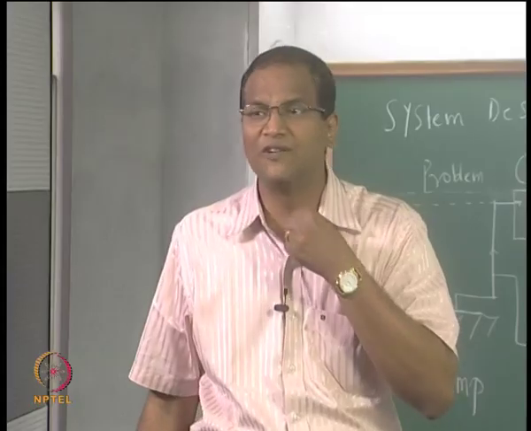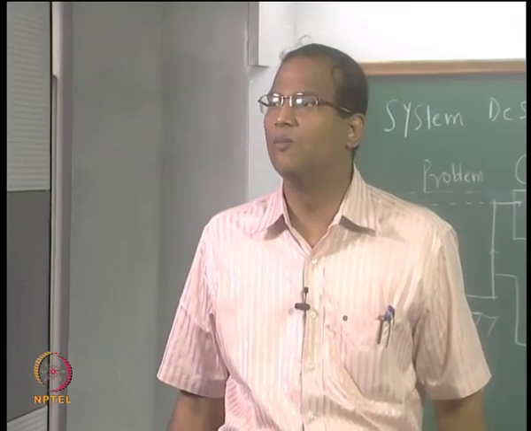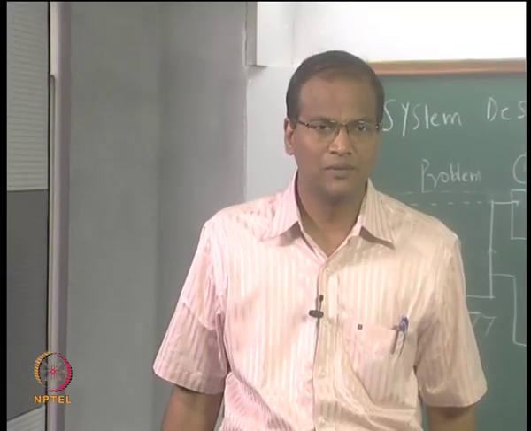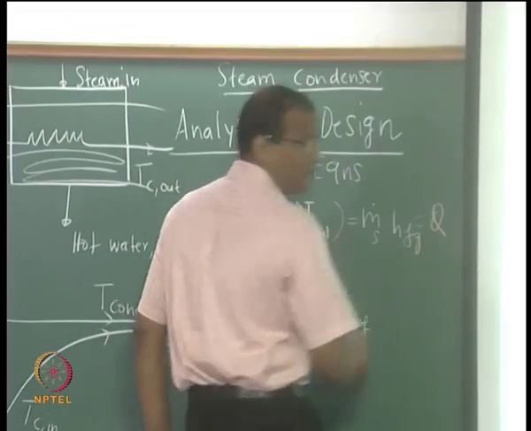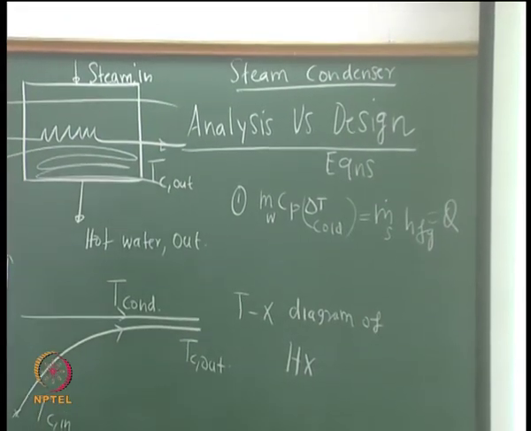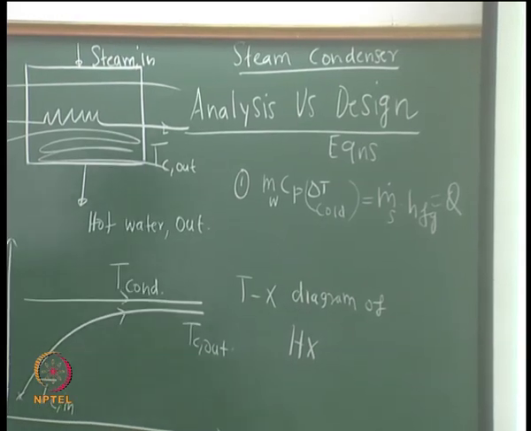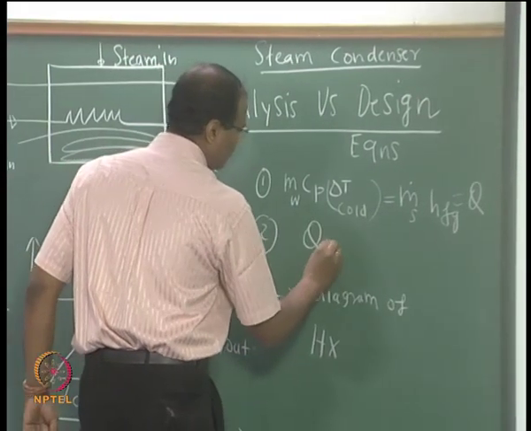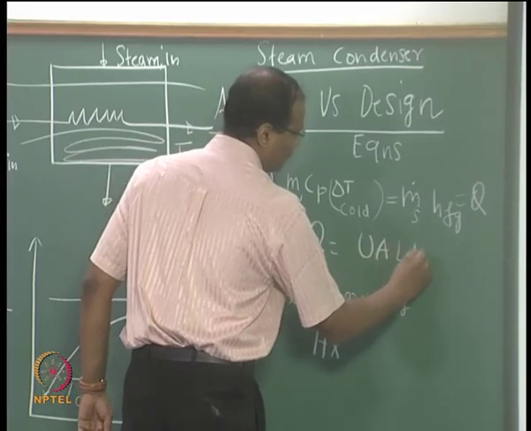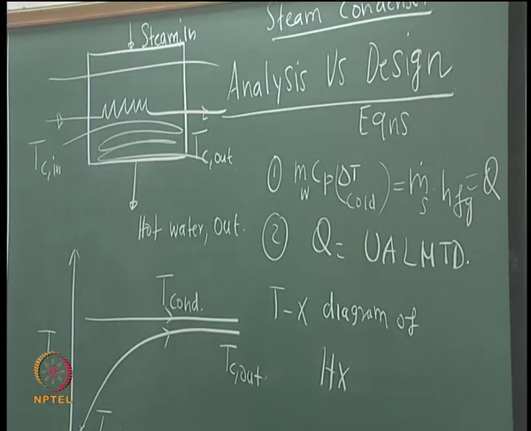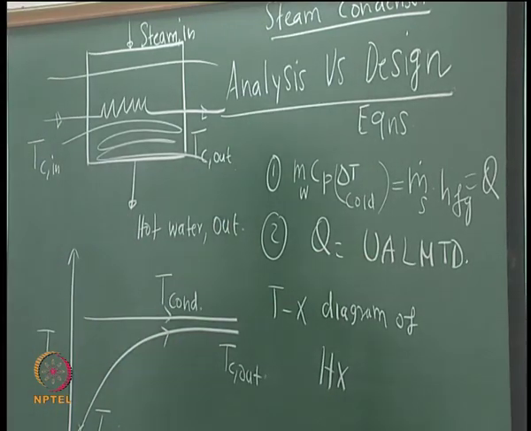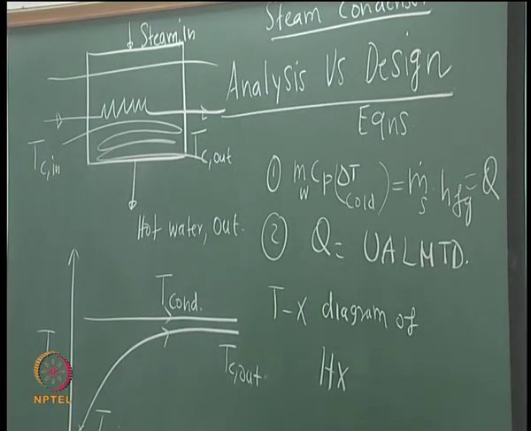So, there is an issue of surface area: how much surface area is required for accomplishing this. What is the equation for this? This is basically the Q of the heat exchanger, called the heat duty of the heat exchanger. This Q will also be equal to U A LMTD, where LMTD is the logarithmic mean temperature difference. U is the overall heat transfer coefficient, and A is the area of the heat exchanger, which is directly related to its cost.